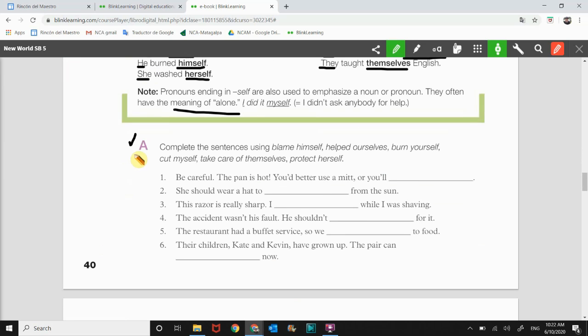So exercise A says complete the sentences using blame himself, helped ourselves, burn yourself, cut myself, take care of themselves, or protect herself. All right, so we have 1, 2, 3, 4, 5, 6 answers, 6 questions. So we will use each one only once. Be careful. The pan is hot. You'd better use a mitt or you'll. All right, if it's hot, that's probably burn yourself.